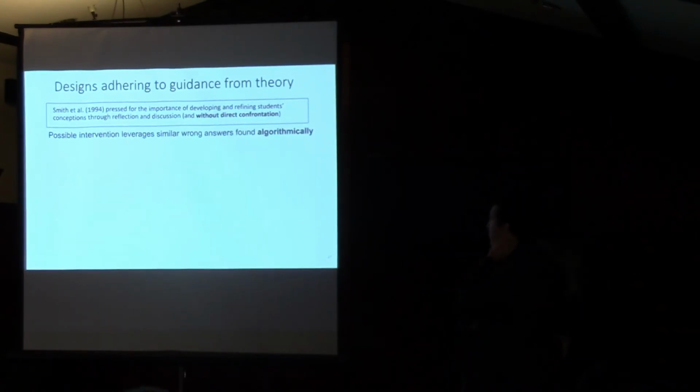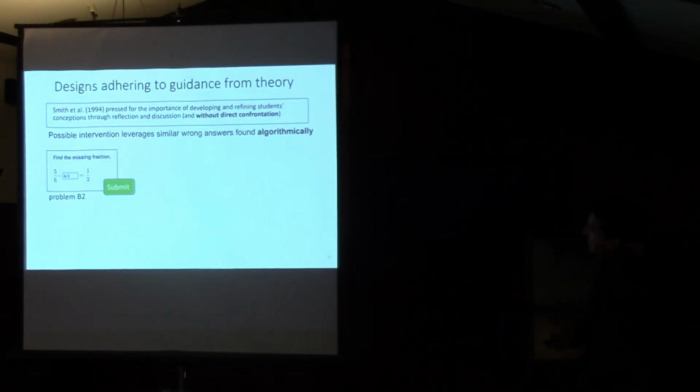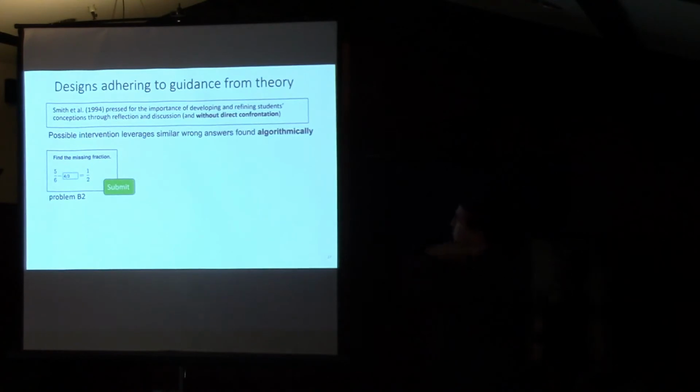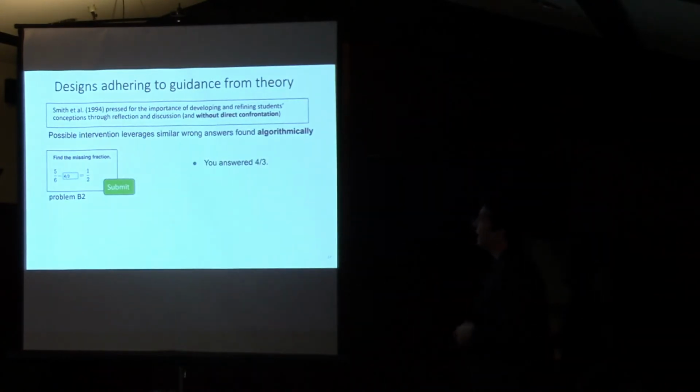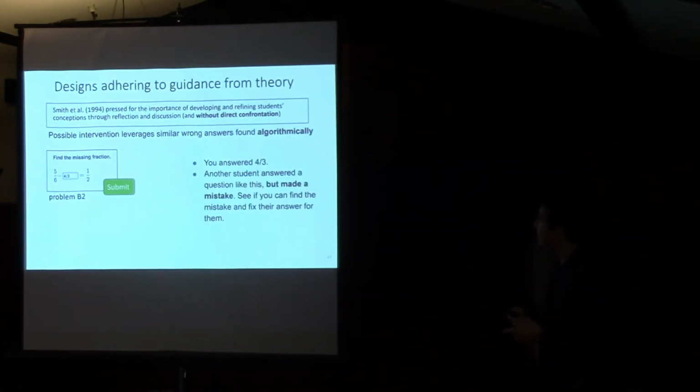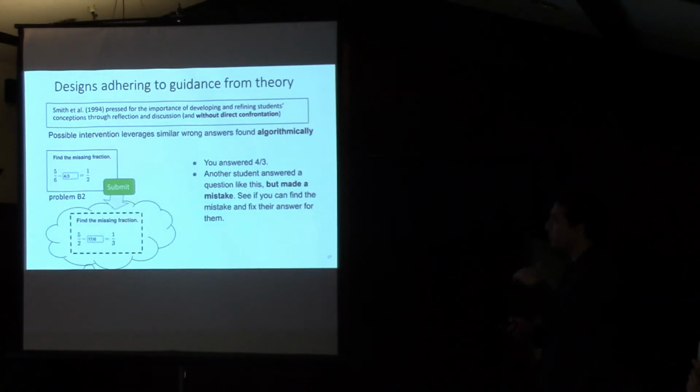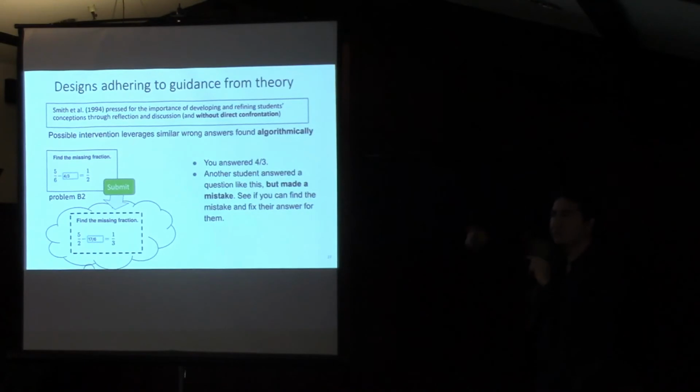So what can we do here? Well, we can take that same question I showed you at the beginning. Student answers this wrong. And instead of saying you're wrong, we can say another student answered a question like this but made a mistake. See if you can find the mistake and fix their answer for them. And what we show them is a wrong answer from the same misconception cluster.